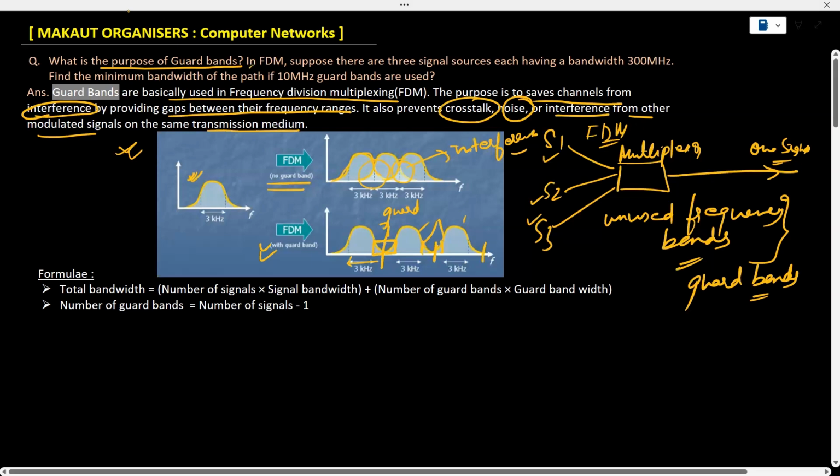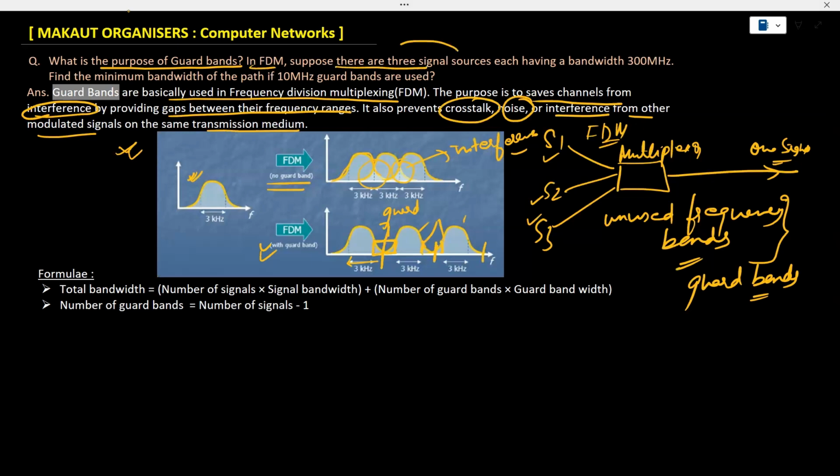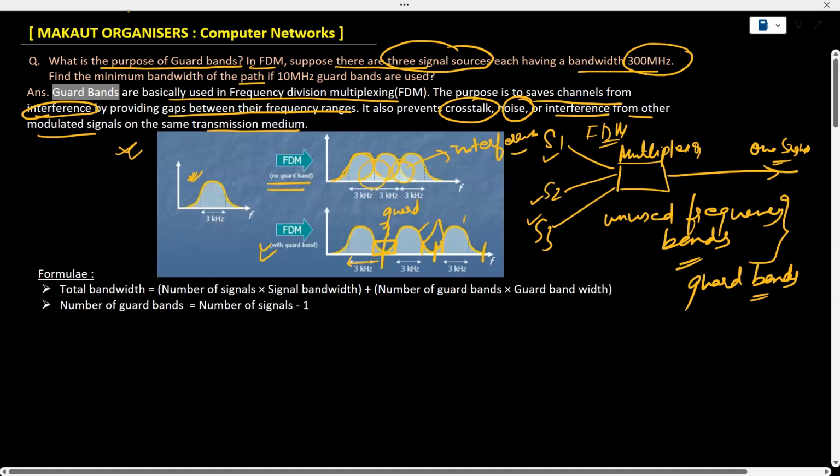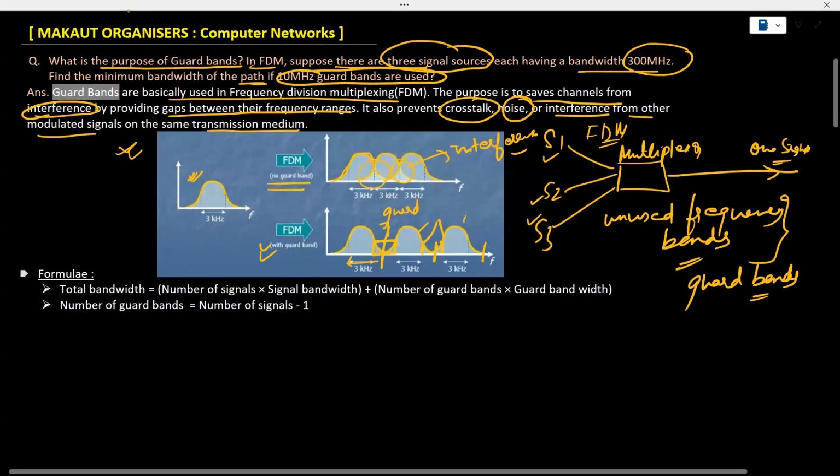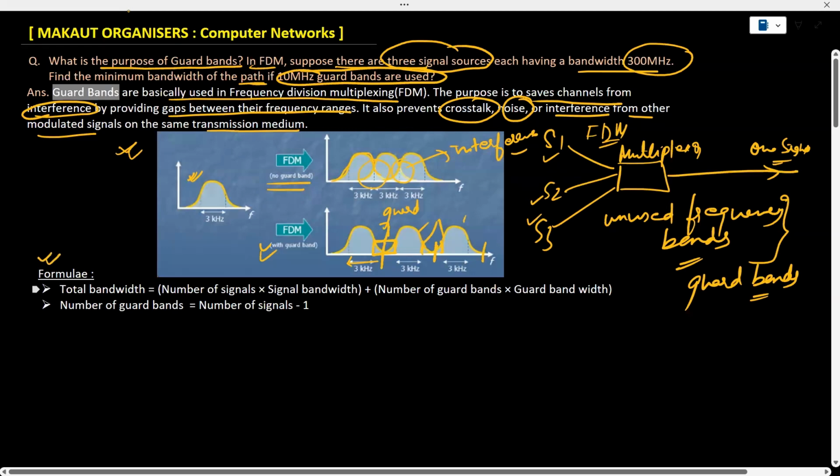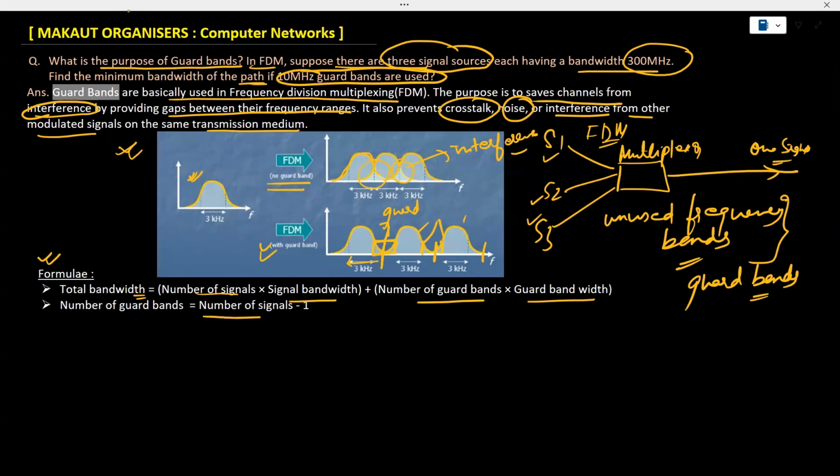Now, the second part is in FDM, suppose there are three signal sources, each having a bandwidth of 300 megahertz. Find the minimum bandwidth of the path if 10 megahertz guard bands are used. To find the minimum bandwidth, we need to know these two formulas. The total bandwidth is the number of signals times the signal bandwidth plus the number of guard bands times the guard bandwidth. And the number of guard bands equals the number of signals minus one.